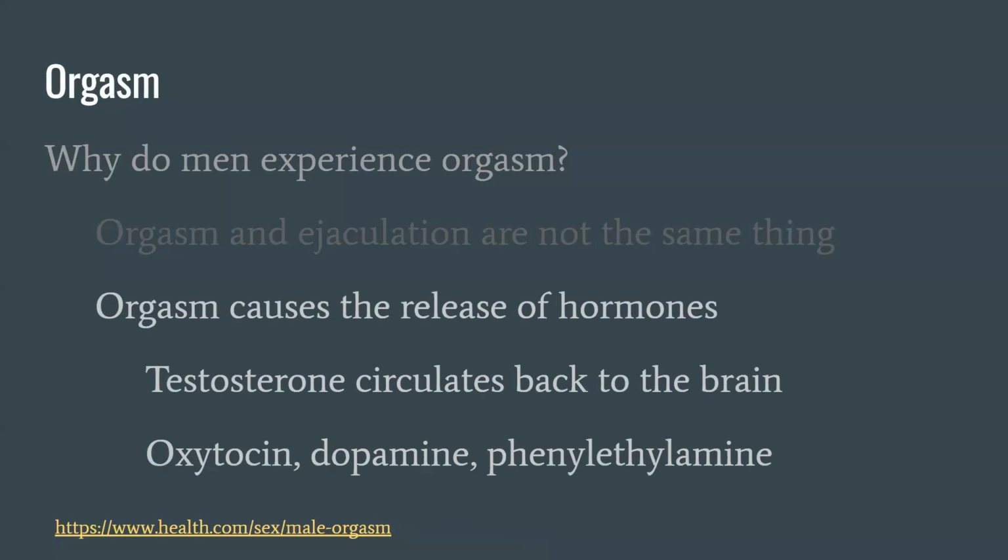Testosterone is released and it circulates back to the brain. Now, if you're a species with polygynous behavior, then you want to be able to have sex and then have sex again as soon as possible, and then have sex again as soon as possible. So the testosterone that circulates back to the brain enables you to do that. So that's why the testosterone is released. Also released are oxytocin, dopamine, and phenethylamine.